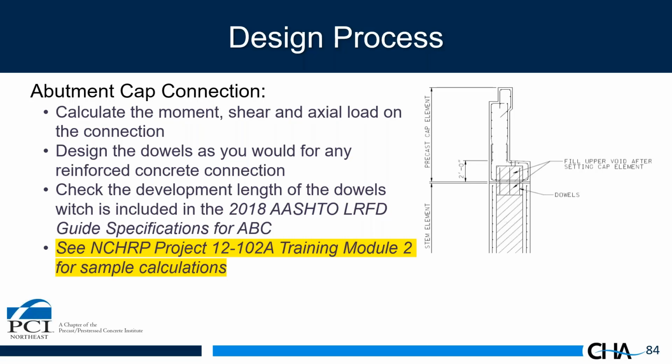Here I've highlighted the NCHRP Project 12-102A training module number 2, which covers calculations for this connection. And what you find out is that you really don't even need the reinforcing bars, that there is no tension across that connection, which is kind of similar to an old stone abutment that has just grouted joints between stones, and they've lasted over 100 years. And the calculation proves why this is the case.